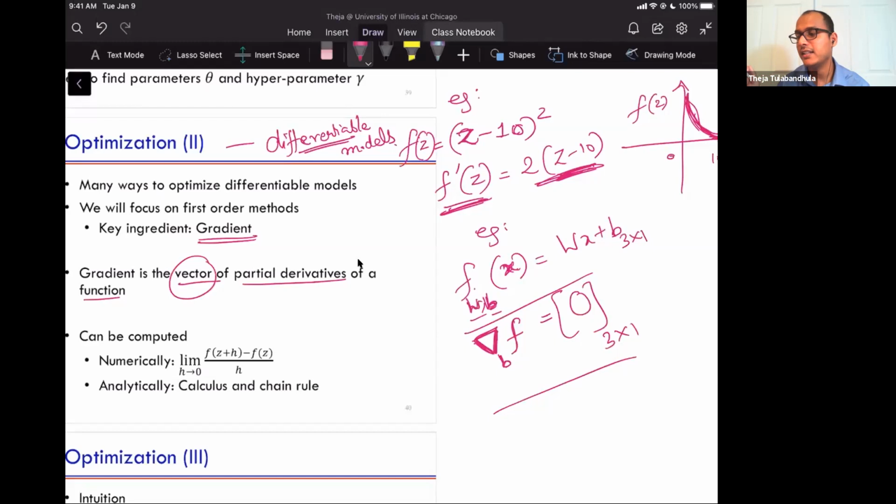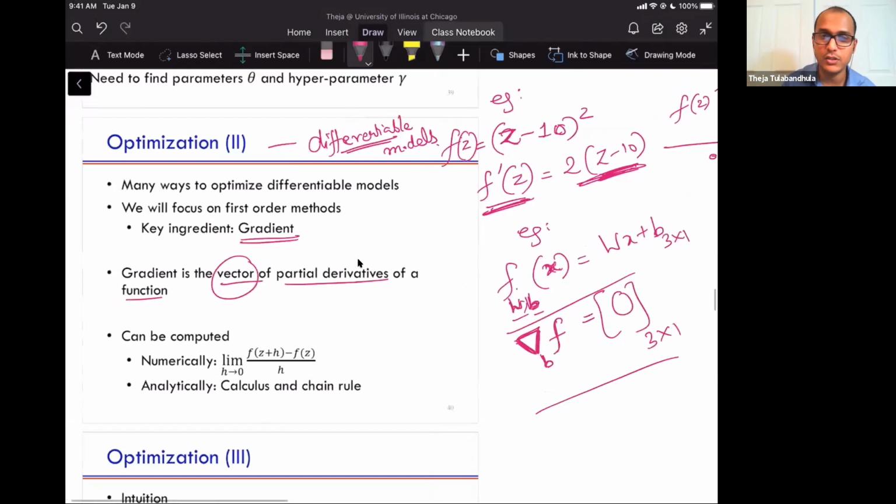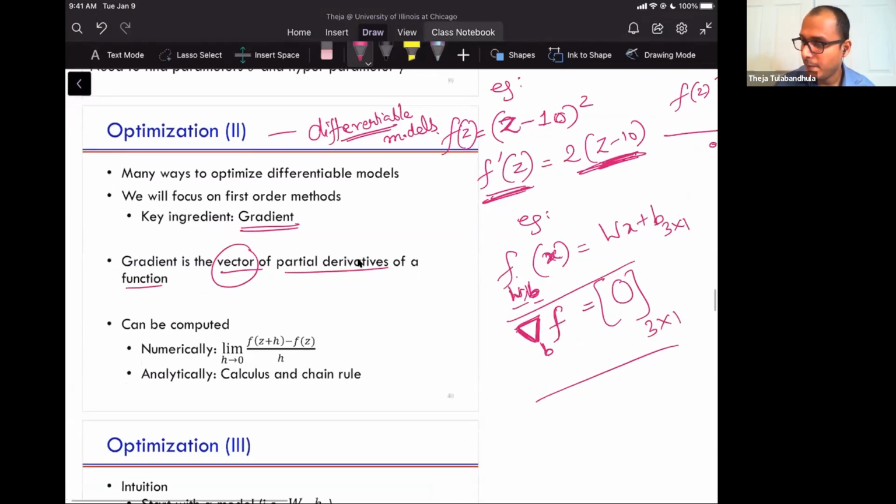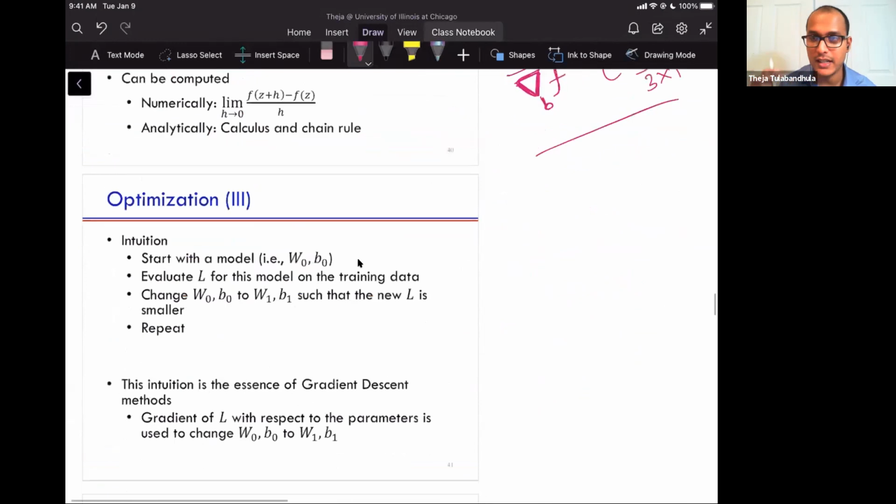Just suffices to say that if the models are differentiable, like something for which people can figure out derivatives, then there's a way to optimize. There's a way to figure out the best model. There's a way to optimize the loss function. And how do we do that?